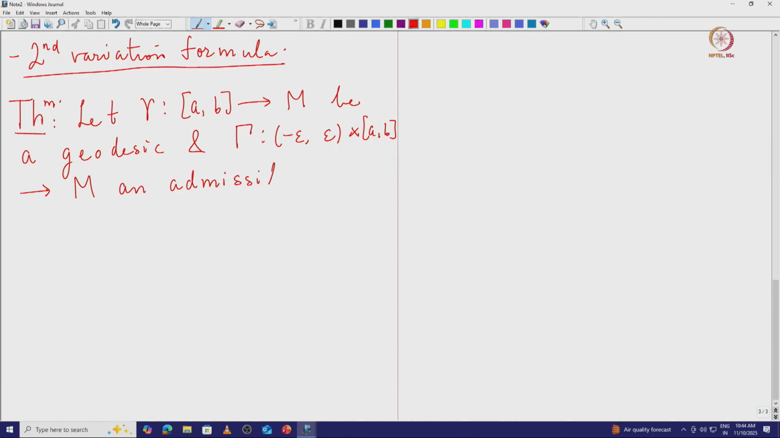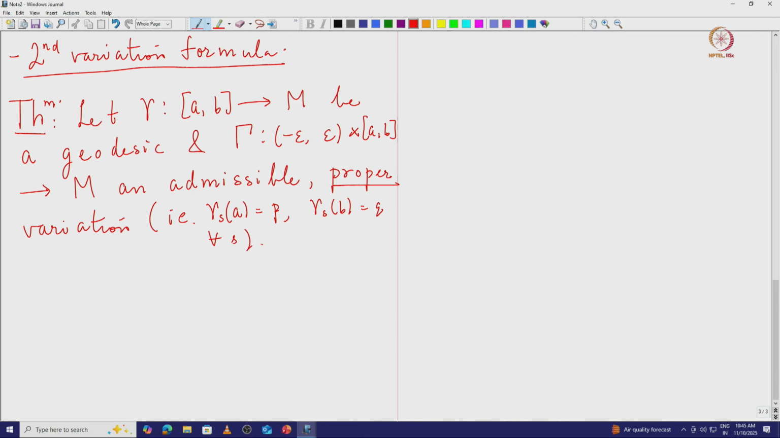An admissible proper variation. Okay, what is the meaning of proper variation? That just means that gamma_s at A is P, gamma_s at B is Q for all s. Otherwise this capital Gamma will not be a path in the path space Omega of P comma Q, right.